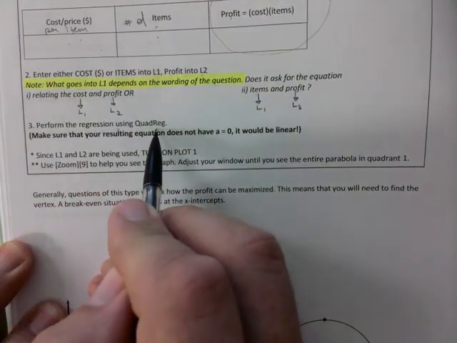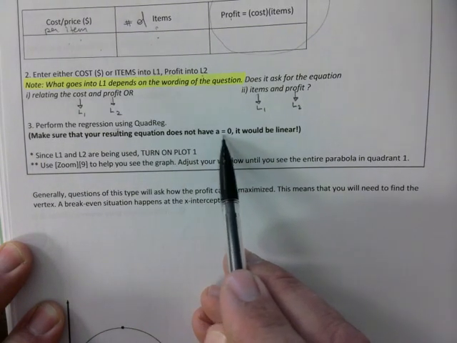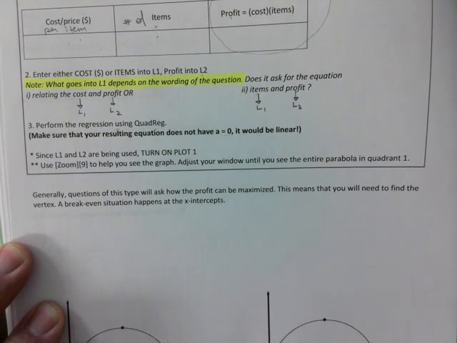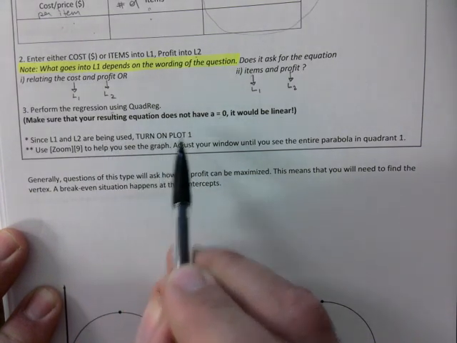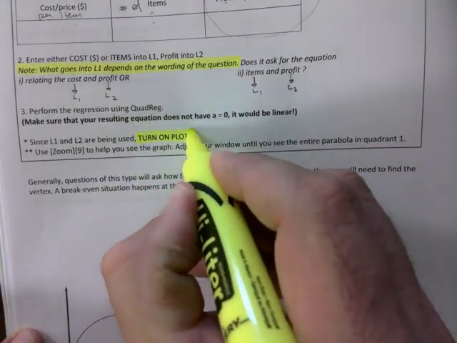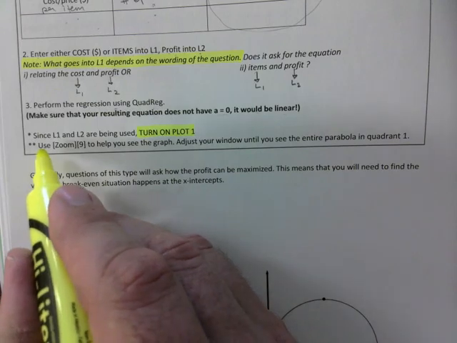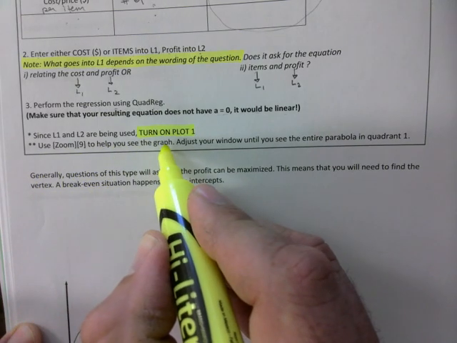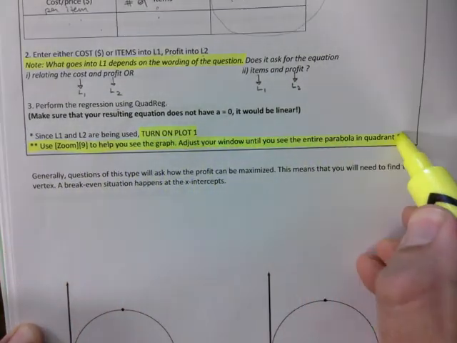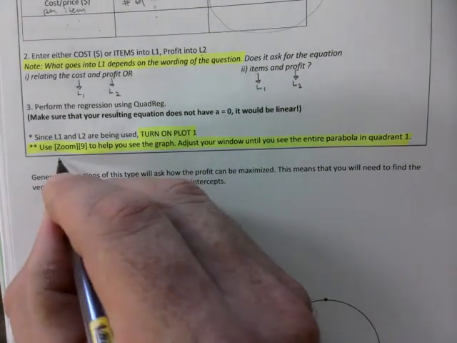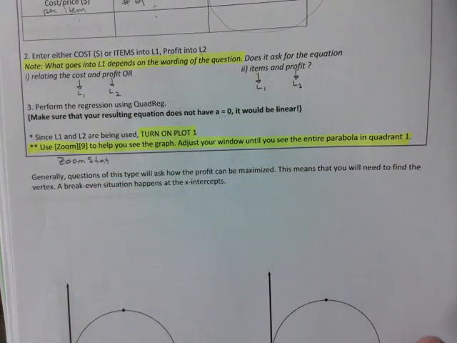Third, perform your regression using quadreg. We've done that already. Make sure that your resulting equation does not have A is equal to 0. It would be linear. Okay. Star 1, since L1, L2 are being used, turn on plot 1. That's probably important. Page 53, okay? And then use zoom 9 to help you see the graph. Adjust your window until you see the entire parabola. That's probably also worth highlighting. Zoom 9, that's zoom stat, okay? Maybe let's be specific. Zoom stat, that's what that is referring to.